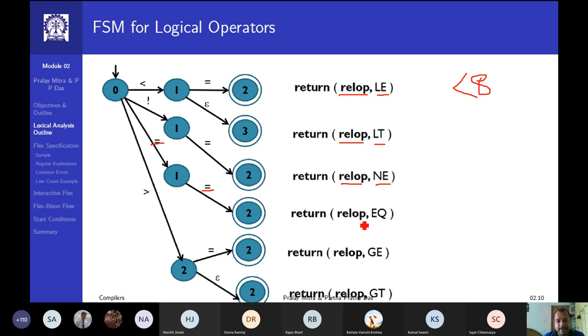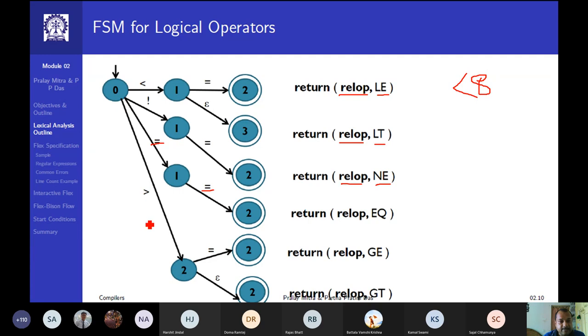To complete this discussion of the FSM, if I say equals to and next equals to, the double equals to indicates return relational operator EQ. If I say only one equals to, then this FSM will not be able to tell me anything. But if I incorporate that information, then it will be an assignment statement. So my token class will not be relational operator. If there is only one single equals to, then my token class will be something like assignment operator, not relational operator, just operator, operator equals to or operator assignment.